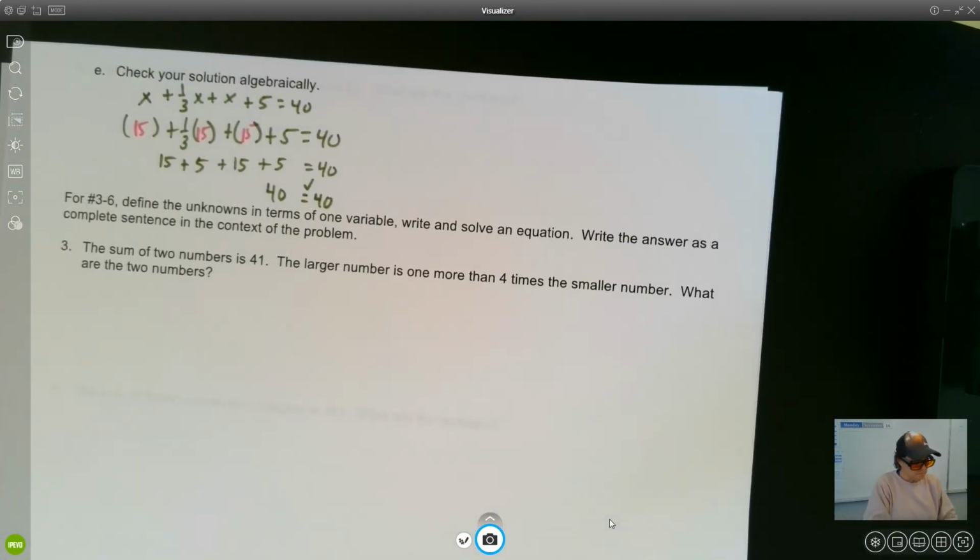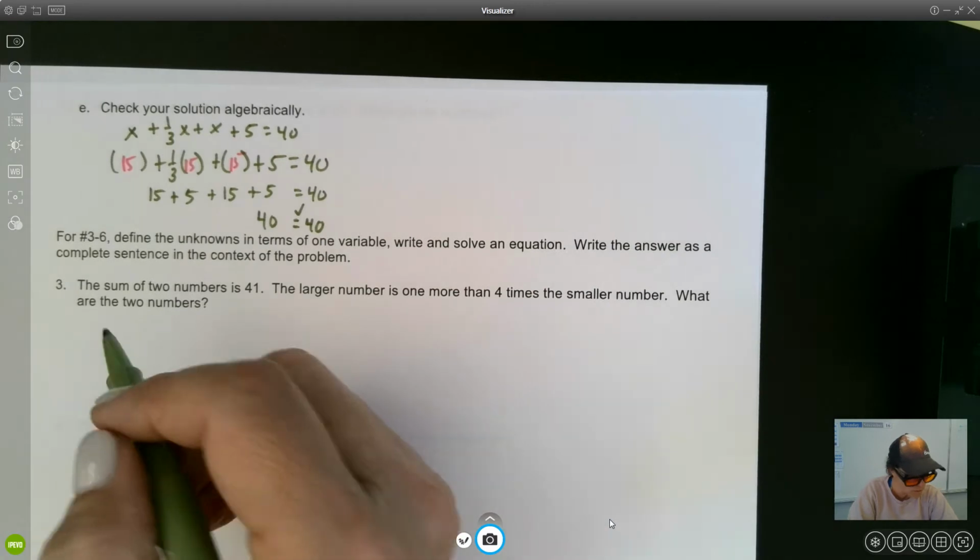Number 3, define the unknowns in terms of one variable, write and solve an equation, write the answer in a complete sentence and in the context of the problem. The sum of two numbers is 41. The larger number is 1 more than 4 times the smaller number. What are the two numbers?